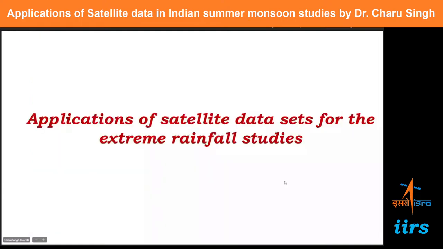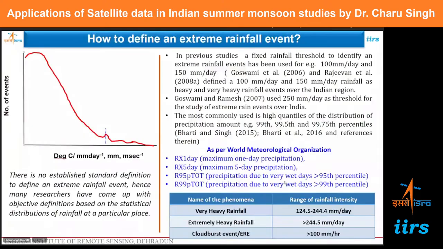Now, there is the fourth kind of variability, that is the extreme rainfall events or the cloudburst events, that can also be very well analyzed using satellite data sets. Even in some cases, we find that the satellite data sets are more suitable because we are finding the information at a very fine scale resolution. So how to define an extreme rainfall event? Extreme rainfall events are nothing but the rare events, and there is no standard definition.